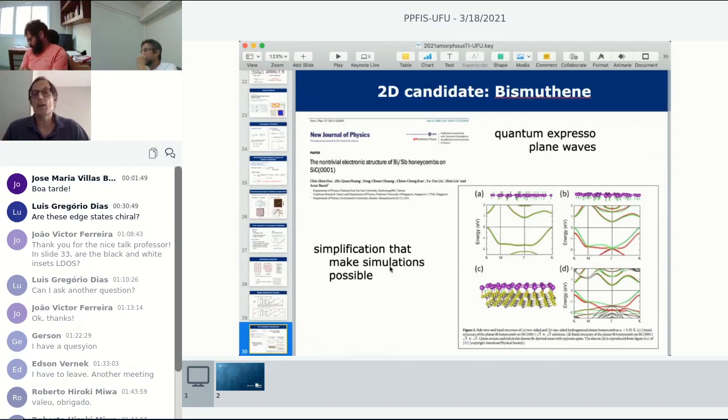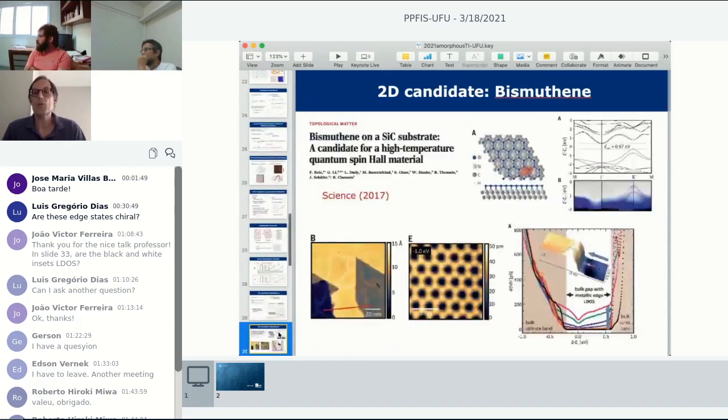So in the clean systems, this guy here, Bismuthene, a single layer of bismuth, grown over silicon carbide, it becomes really flat, and it is a candidate for a topological insulator. Theorists have proposed it, and experimentalists have measured it. And this is a very famous Science paper where people have shown all these characteristics of quantum spin Hall in Bismuthene.